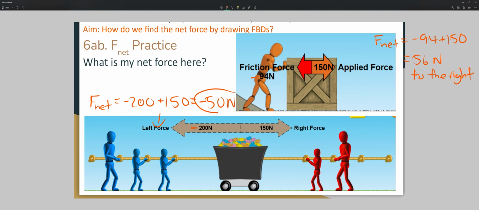Now, the reason why I didn't put a direction for the other problem is because in physics, the negative sign in and of itself is enough to indicate direction. So the negative sign indicates direction, but the positive sign does not indicate direction. So for us to properly describe force here, we need to put 56 newtons to the right. And we wouldn't say negative 50 newtons to the left. That would be a double negative. All we would say is negative 50 newtons or 50 newtons to the left.